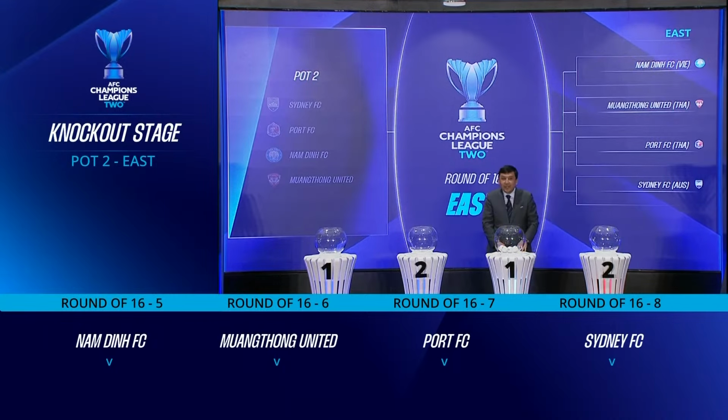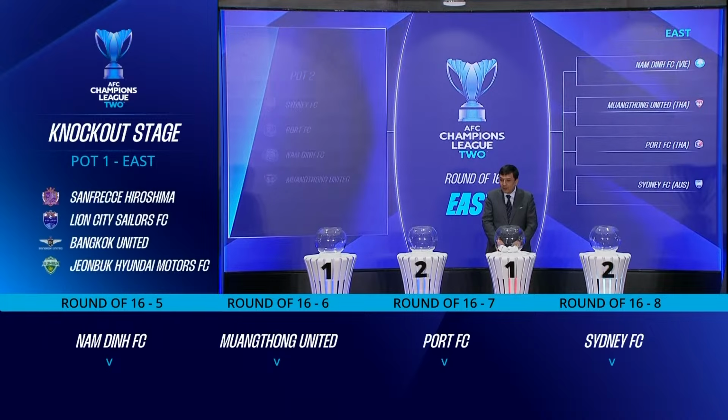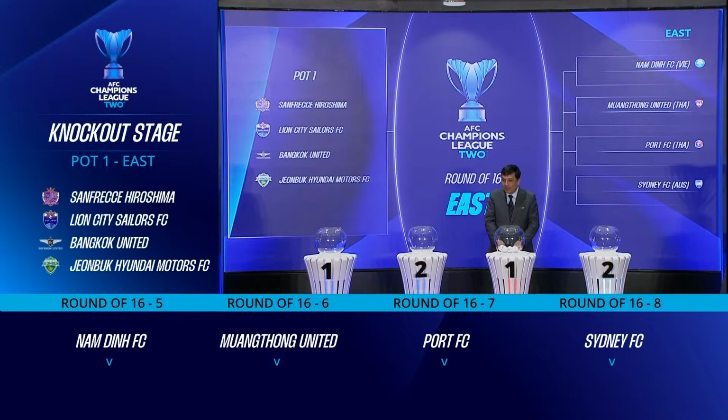To complete the pairings, we will identify opponents for these 4 clubs, and in front of me I have 4 group winners. They will be drawn just taking into consideration group protection as we applied in the West region.